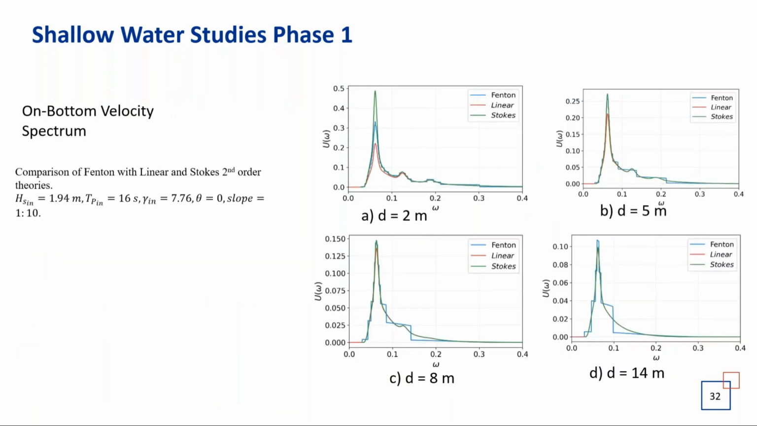I guess that's showing some of the spectrums. As we go into shallow water, we get differences between Fenton, linear, and Stokes. When we go into deeper water, they seem to match better together. So this work is yet to be completed for large wave heights, and that would require large simulations for sure. Next one, please.